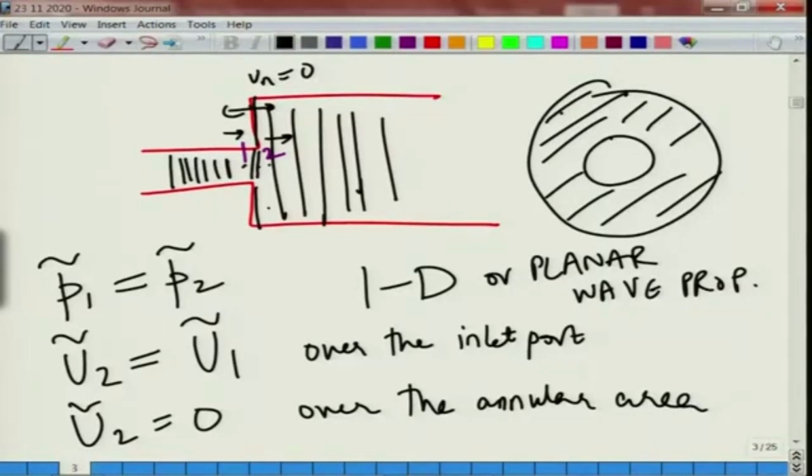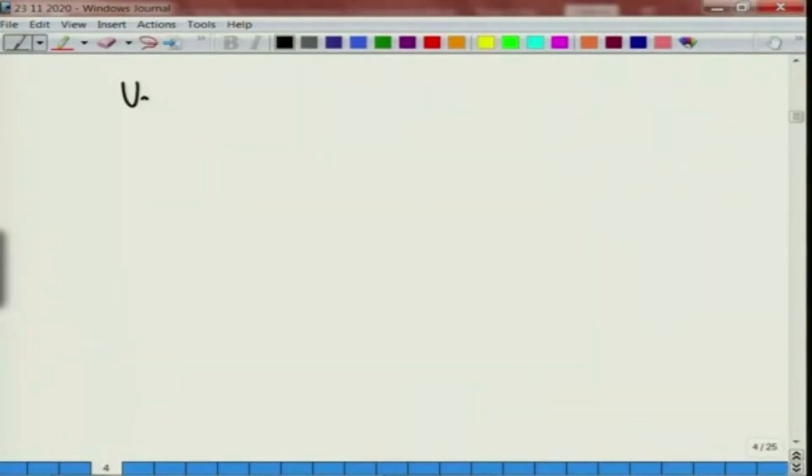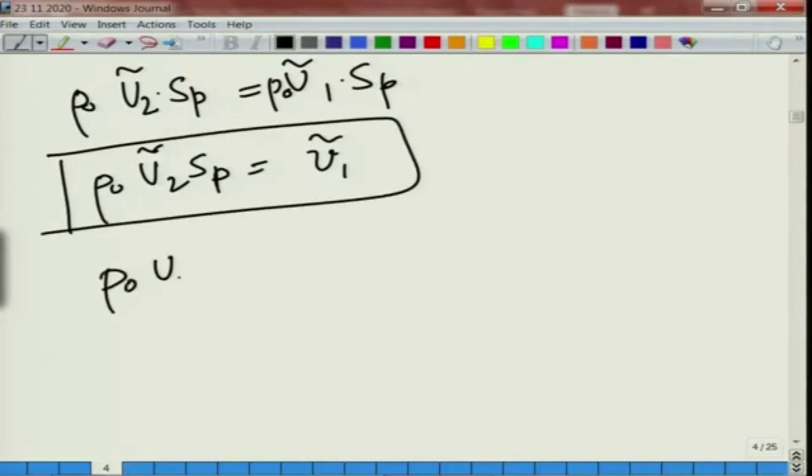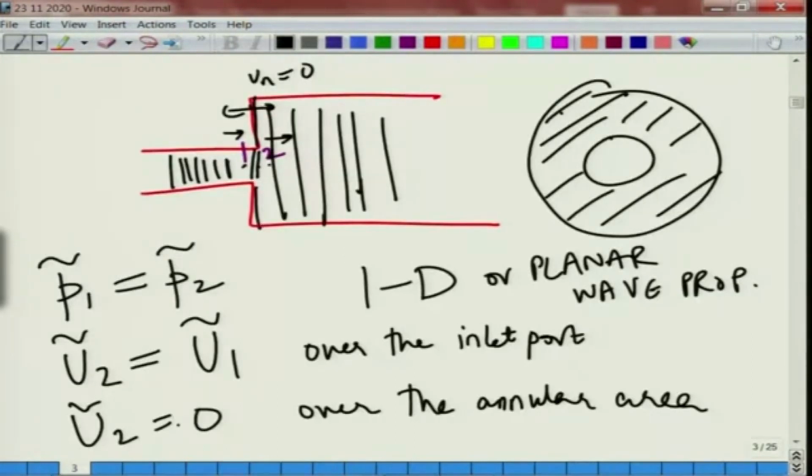So, now what does it mean? If we were to integrate, we have u2 tilde is equal to u1, we multiply by density on both sides and multiply by the port area, that is SP. So, what do we get? We get rho naught u2 tilde SP is equal to V1 for the port, and we get this condition, and rho naught u2 SP is equal to 0. Why? Because you multiply both sides by rho naught into, let us say, the cross section area of the chamber, SC.